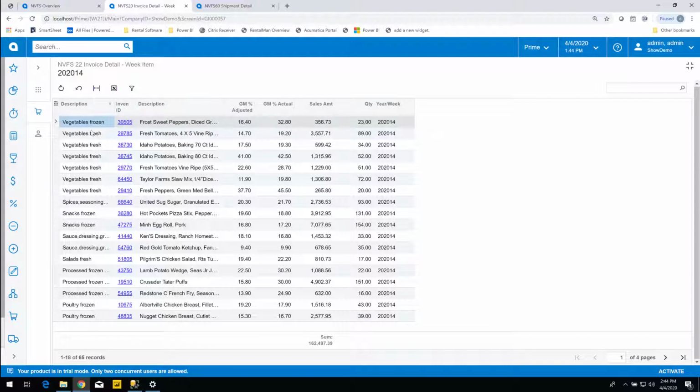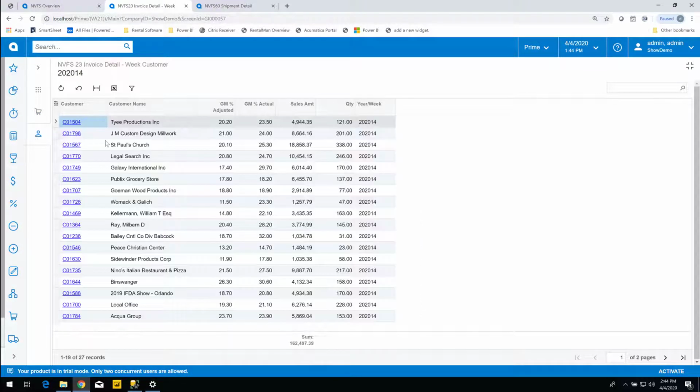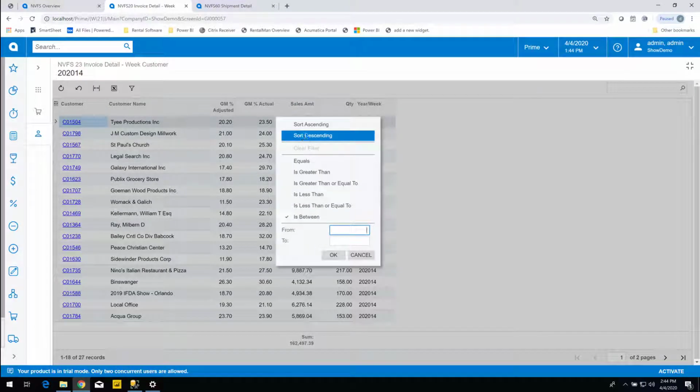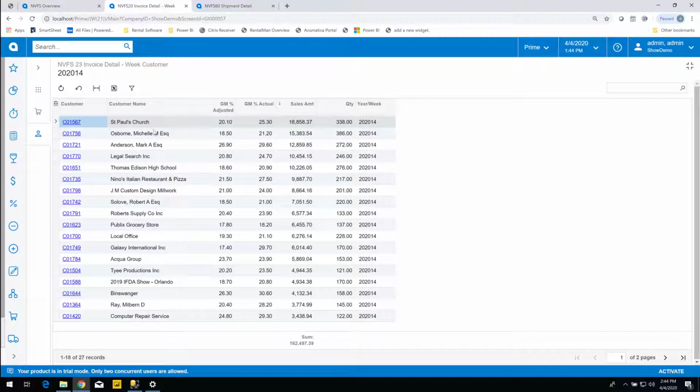If I want to go back and look at that same number, as opposed to looking at it by particular item and item class, I want to look at it by customer. I'm now looking at my customers. I still have my 162,000. And if I want to see my top customers, I can see that St. Paul's Church had an average gross margin of 20%, but they're my leading person this week for sales at $18,000.